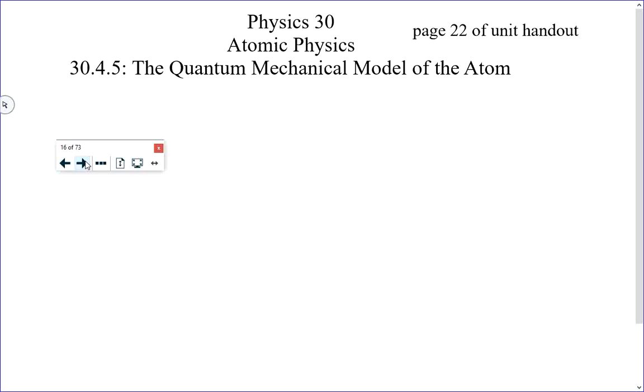So this is section 4.5 dealing with what's called the quantum mechanical model of the atom. As you're going to see very shortly, the quantum mechanical model of the atom is not something we can study in any detail here. Okay, we just can't.